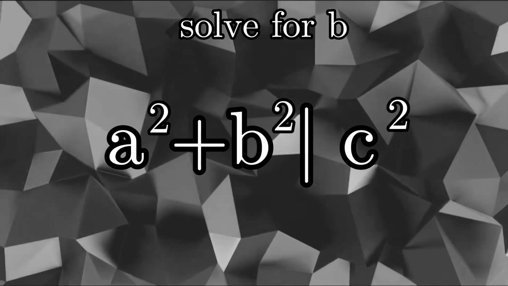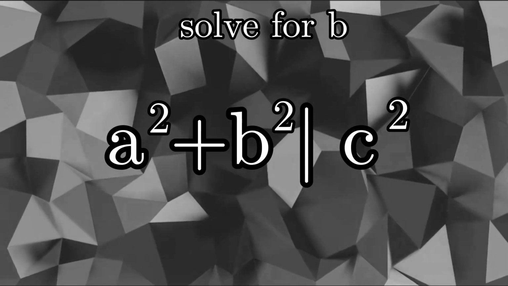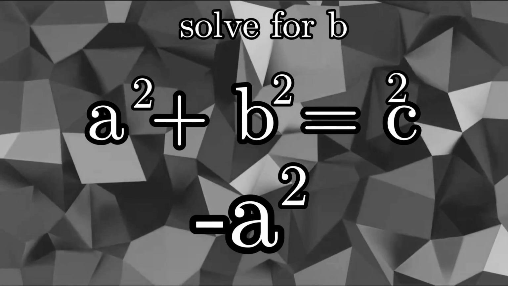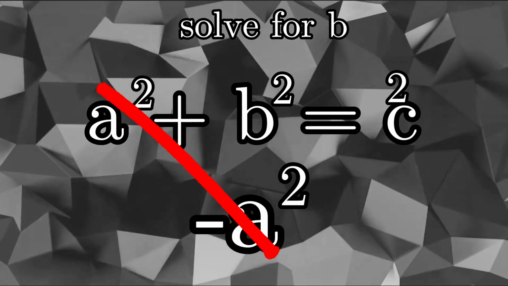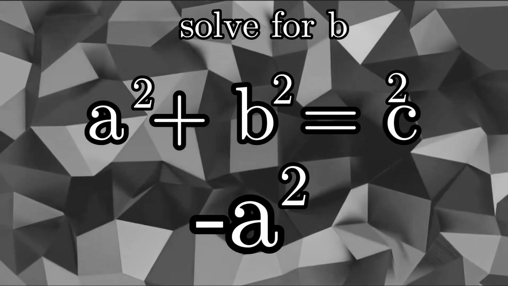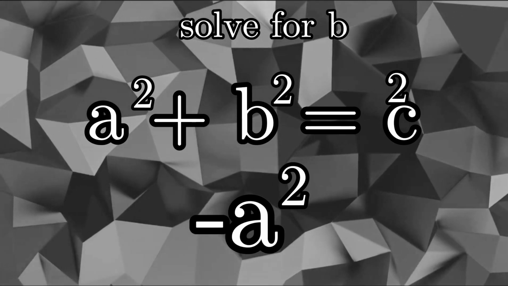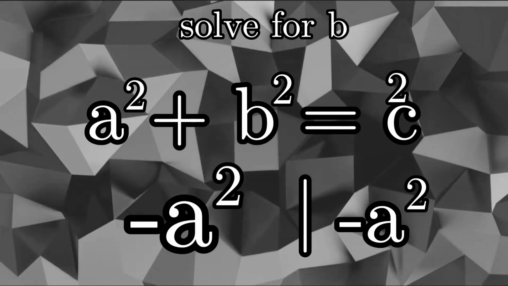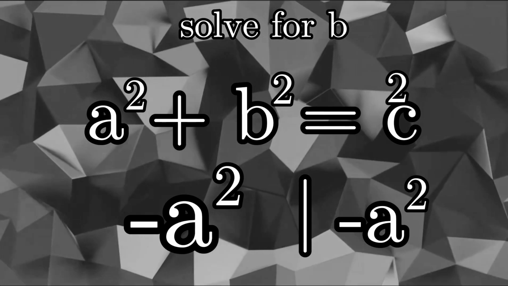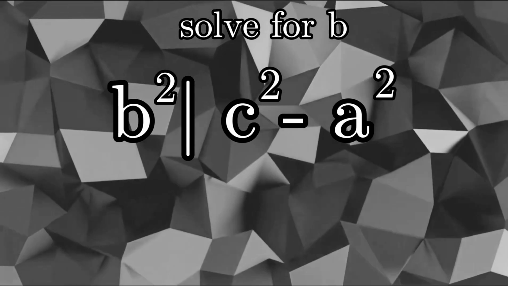For example, it is a squared plus b squared. Okay, so then we just subtract a squared, which cancels it out. But hold on. Remember, whatever we do to one side, we have to do to the other side. So we subtract a squared on this side too. So we have b squared equals c squared minus a squared.